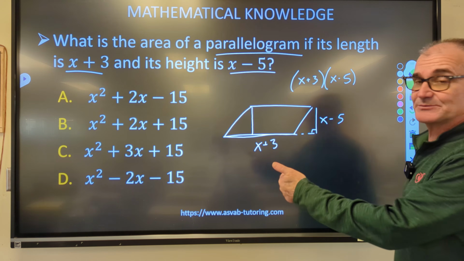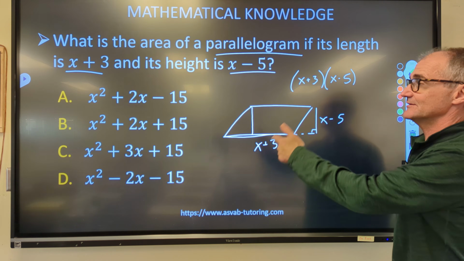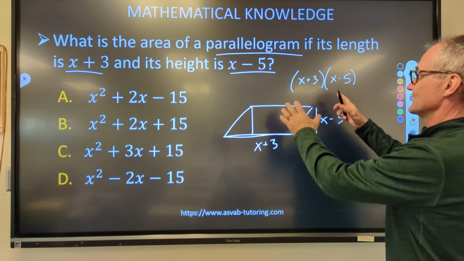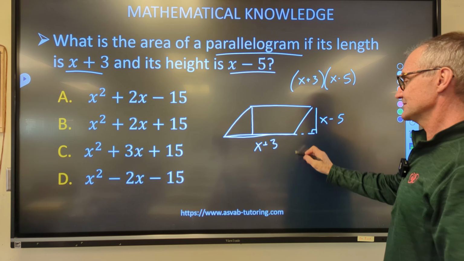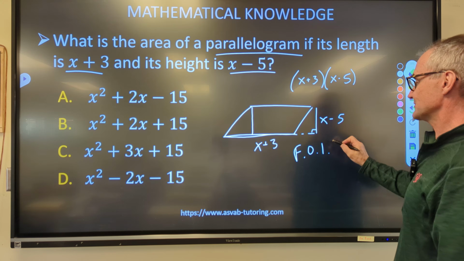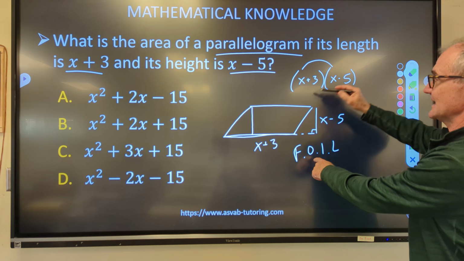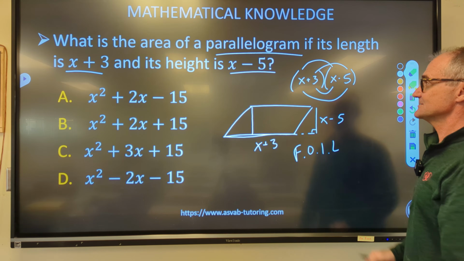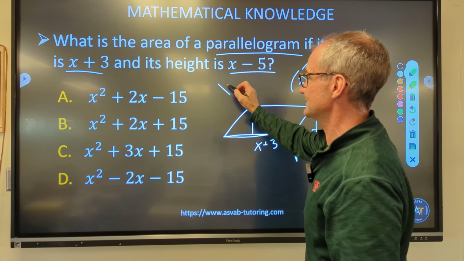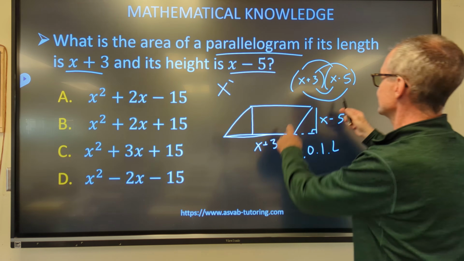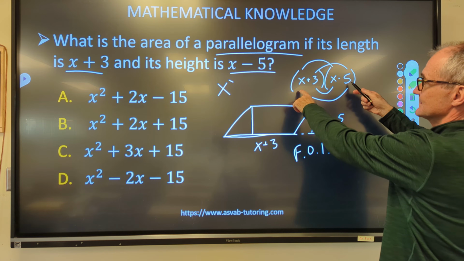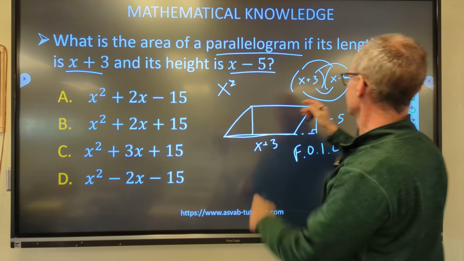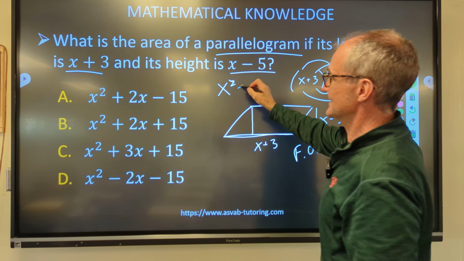So not only do I need to know what a parallelogram is, I need to know what the equation for area of a parallelogram is, and then I need to know how to multiply expressions together. Sometimes you use the acronym FOIL, which means you multiply the first terms, then the outer terms, then the inner terms, and then the last terms together. If I multiply the first terms together, I get an x squared. The outer terms are negative 5x. The inner terms are 3x. So I have negative 5x plus 3x, negative 2x.